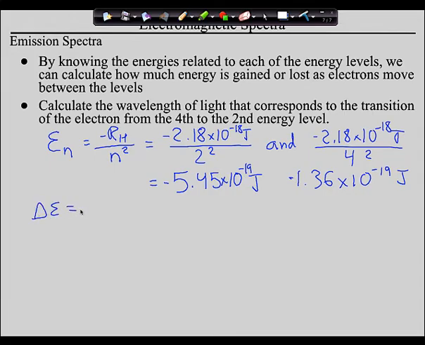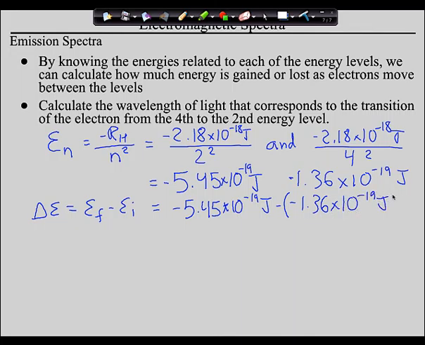This is the part you're going to screw up on the test: energy final minus energy initial, being very careful of signs. We are going from 4 to 2, so our final is negative 5.45 times 10 to the negative 19th joules minus a negative initial, which is negative 1.36 times 10 to the negative 19th joules.